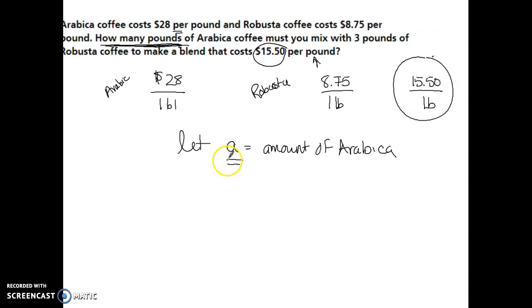Well, I know I'm talking about cost. So if I have $28 for 1 pound of coffee, if I bought 2 pounds, it would double. If I bought 3 pounds, right? Really what I'm doing is I am multiplying it by the number of pounds that I bought, because I let A be the number of pounds that I bought. That's for the Arabic coffee. Plus, right?